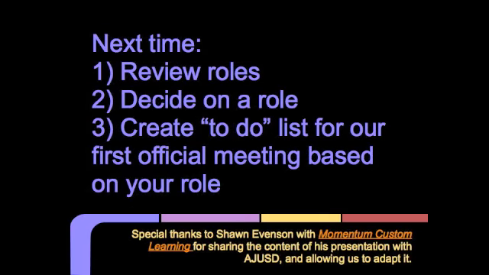Next time we meet, we will quickly review the roles. We will decide on a role, and then at the end of that, we will create a to-do list based on our role, so that when we start this process, we bring to the table exactly what we need to bring.